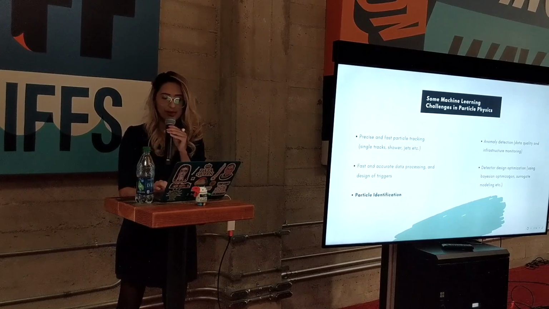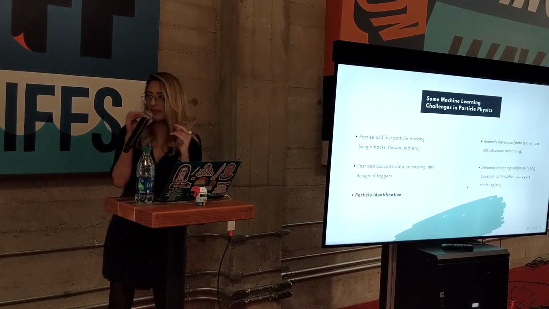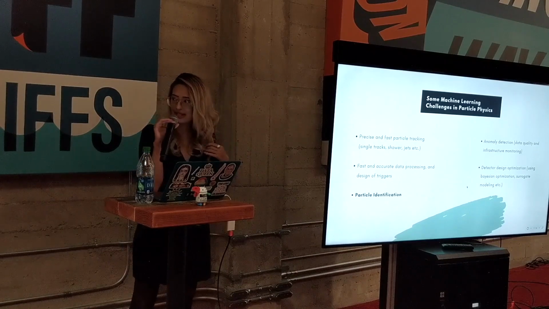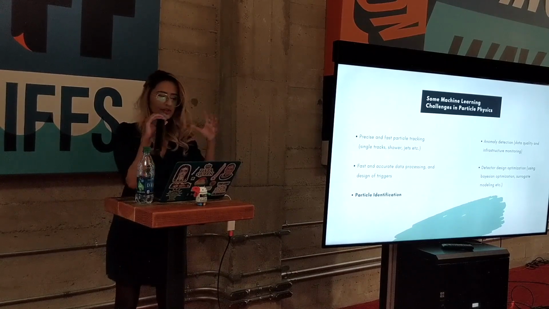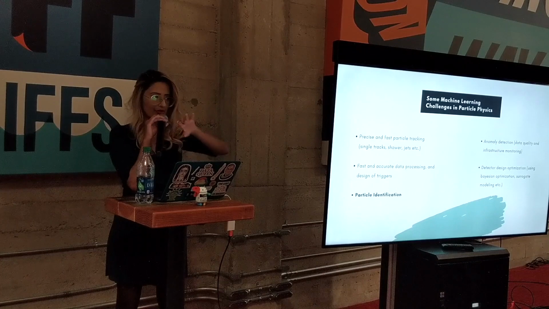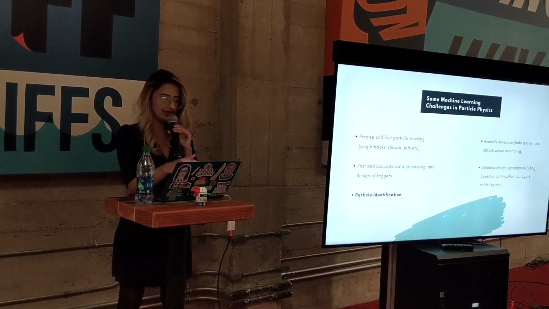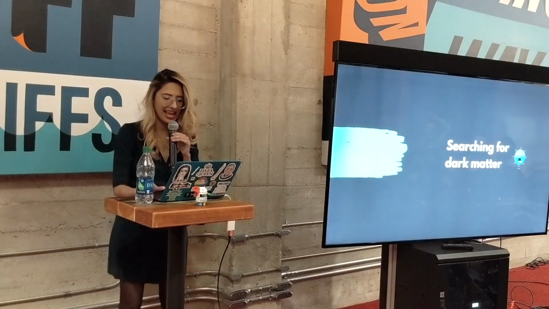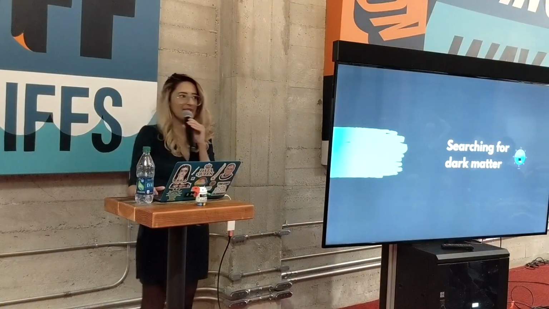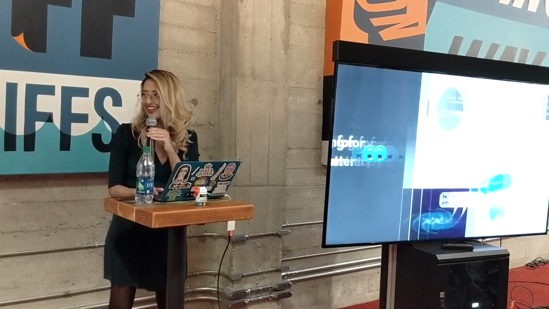Another cool thing is you can use Bayesian optimization. Instead of taking all the pictures of all the particles, you take them at certain intervals, and using Bayesian optimization, you figure out where the particle is going to be. So that's kind of cool. The thing we'll be focusing on is particle identification. And we move to searching for dark matter, which is why you guys came here tonight.